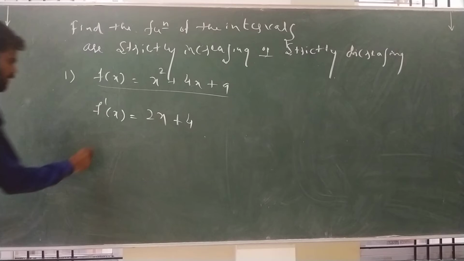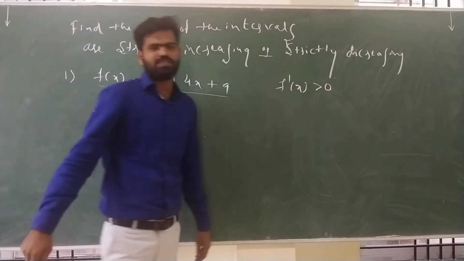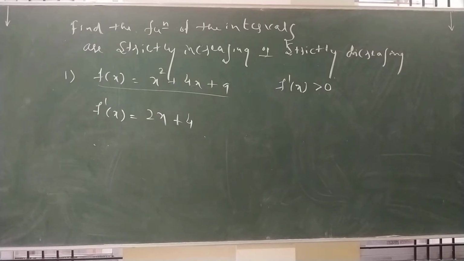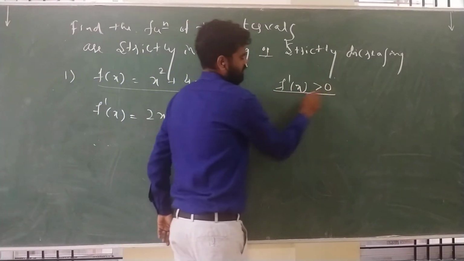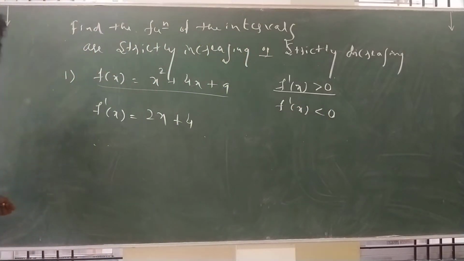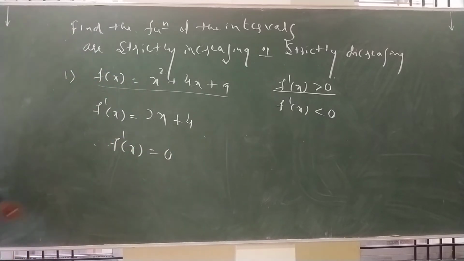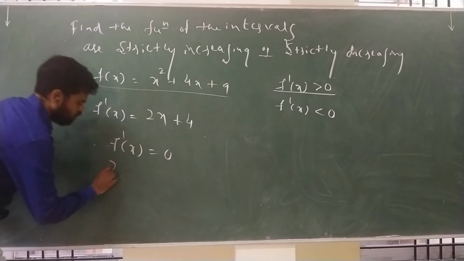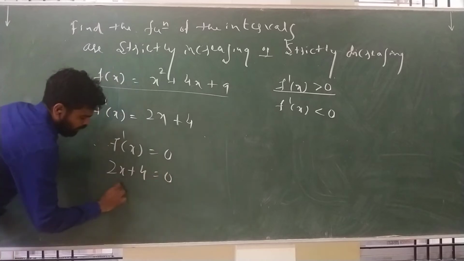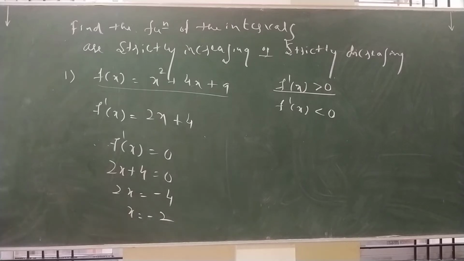Then you have to find the value of x. What is strictly increasing and strictly decreasing? f dash of x greater than 0, positive, is strictly increasing, and f dash of x less than 0, negative, is strictly decreasing. The condition is f dash of x equal to 0, then you get the value of x. So 2x plus 4 equal to 0, then 2x equal to minus 4, then x equal to minus 2.